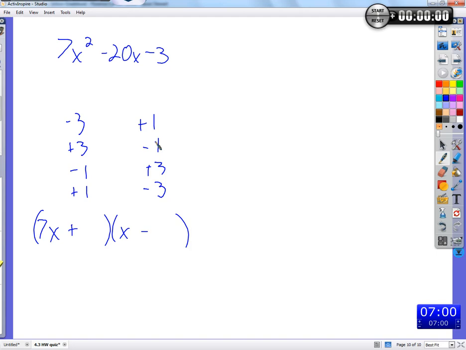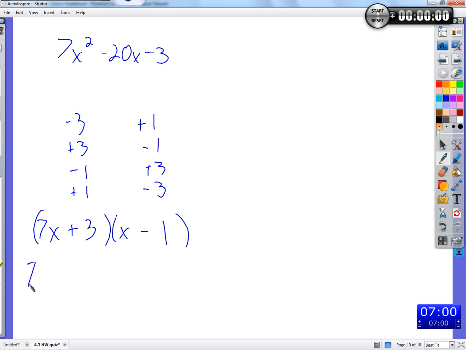Doesn't it all be different? They'll all be different. Let's do 3 and negative 1. And then we'll do negative 3 and positive 1. And we'll see how those are different. Okay. Let's go.